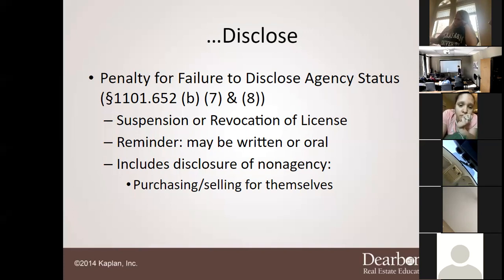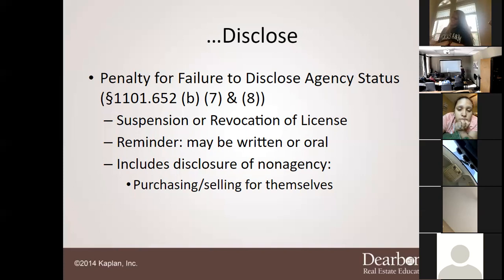So if I'm purchasing or selling a house for myself, I would have to disclose, hey, I'm an agent. But why do you think that is? Why do you think I would have to tell other people that I'm actually a real estate agent? I mean, if I'm selling my own house, that's probably got to be some legal things. Yeah, there's some legal things. Well, it's close.